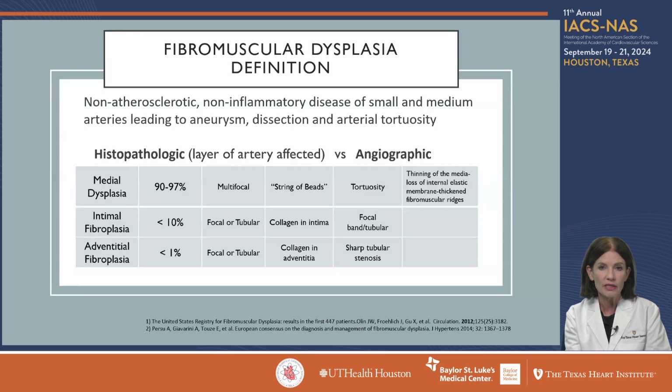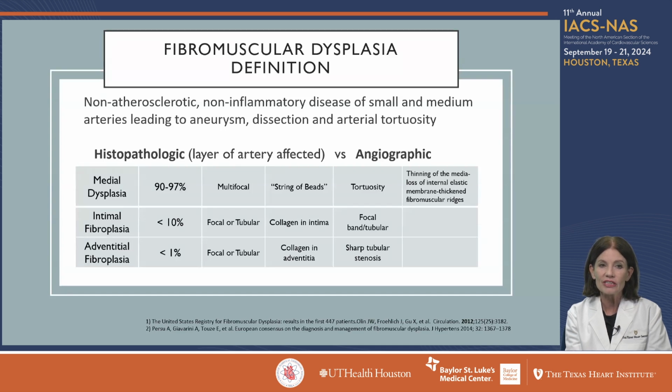But importantly, the two are related. This graph shows that in medial dysplasia there's a multifocal string of beads appearance with tortuosity that's seen on angiography or by Doppler or CT angio or by MR angio. And there's thinning of the media, a loss of the internal elastic membrane, and thickening of the fibromuscular ridges.